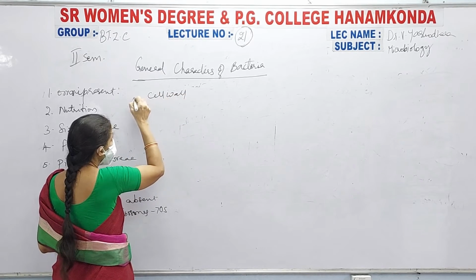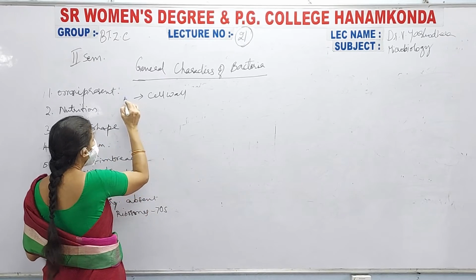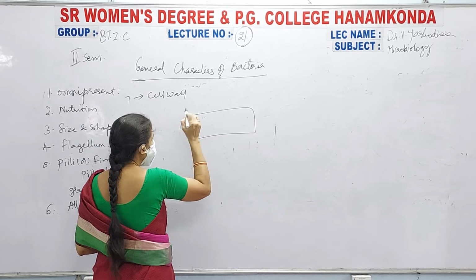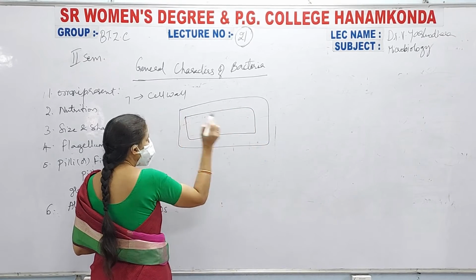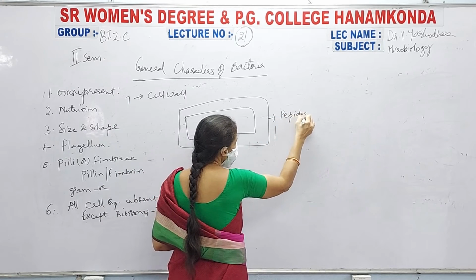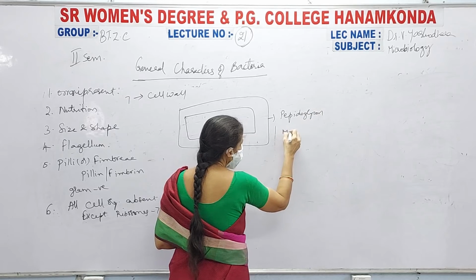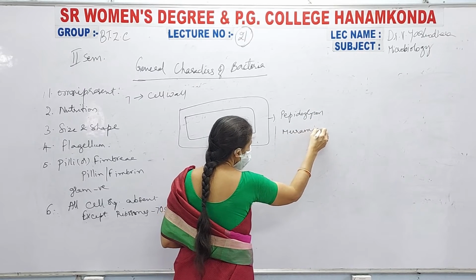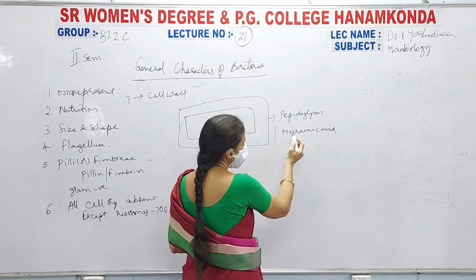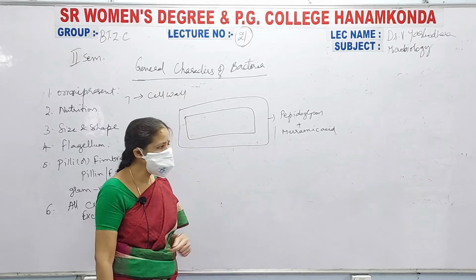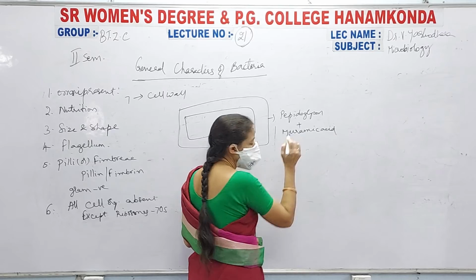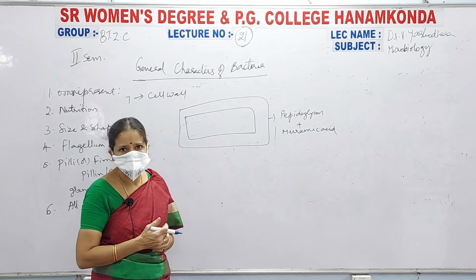The seventh one is the cell wall. This is your bacterial cell and this is the cell wall. The cell wall is made up of peptidoglycan and muramic acid, which you may also call murein. Peptidoglycan and muramic acid combine with each other to produce the structure called the cell wall, and they are carbohydrates.